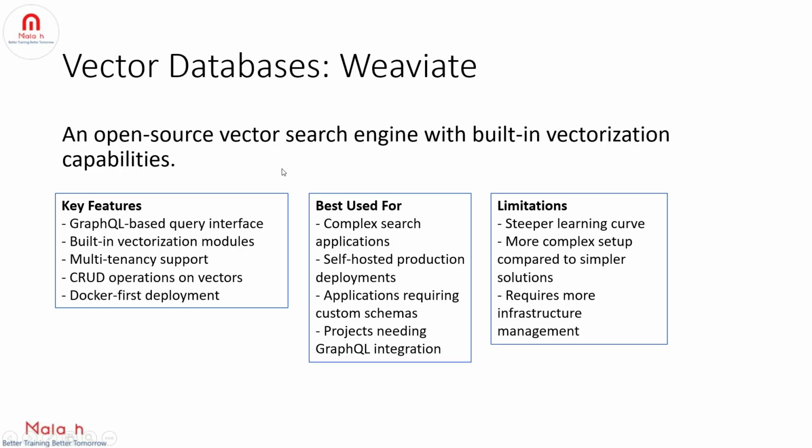So Weaviate is an open source vector search engine with built-in vectorization capabilities, right? So what are the key features? It has a GraphQL based query interface, right? And GraphQL is an open source data query and manipulation language, right? So we have a GraphQL based query interface in Weaviate, and we have built-in vectorization modules, multi-tenancy support. That means that a single instance of the software will support infrastructure that can serve multiple customers, right? So that is multi-tenancy support. And CRUD, create, read, update and delete, right? So you can perform all these operations on vectors, and it has Docker first deployment, right?